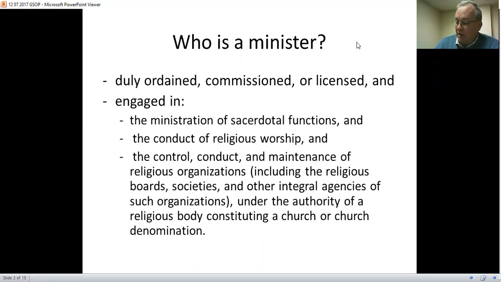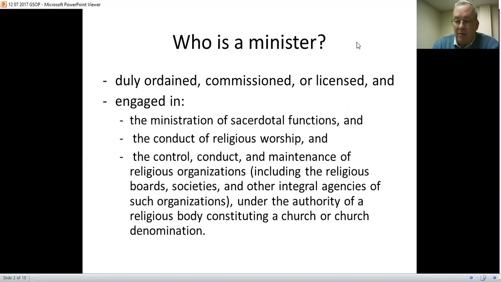So the question we're addressing tonight is who qualifies as a minister? And the information I'm giving you right now comes from the regulations, Treasury Regulations 1.1402(c)-5. They say the Internal Revenue Code, the tax law says a minister has to be duly ordained, commissioned, or licensed, and engaged in the ministration of sacerdotal functions, the conduct of religious worship, the control, conduct, and maintenance of religious organizations, including the religious boards, societies, and other integral agencies of such organizations, under the authority of a religious body constituting a church or a church denomination.